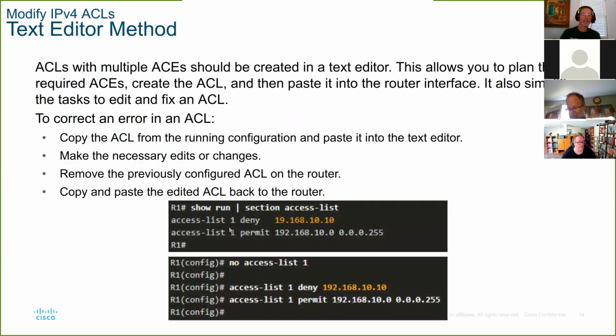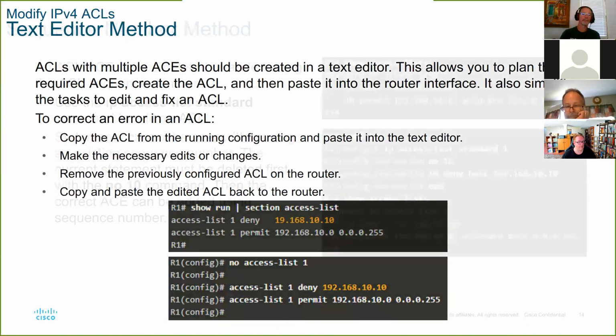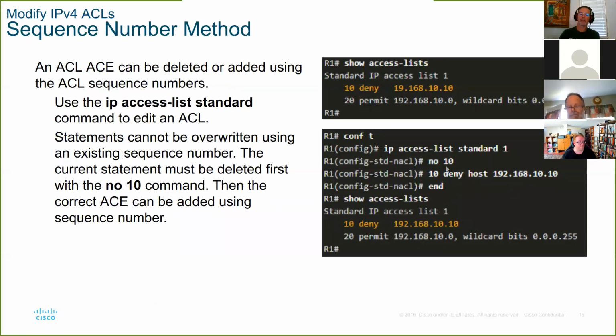When we create an access list like this, we have 2 lines, we have 2 ACEs, so they're going to be a 10 and a 20. And sure enough, there they are. I can get rid of line 10. Maybe I fat fingered it and typed 193.168.10.10 or 19.168.10.10. Oops, fat finger. Get rid of 10 and re-enter number 10 correctly.